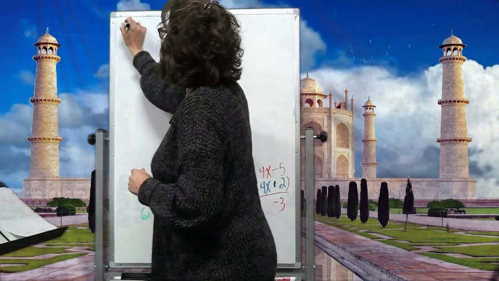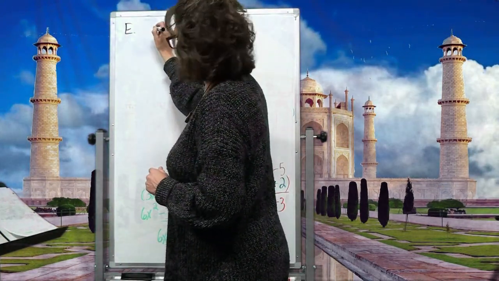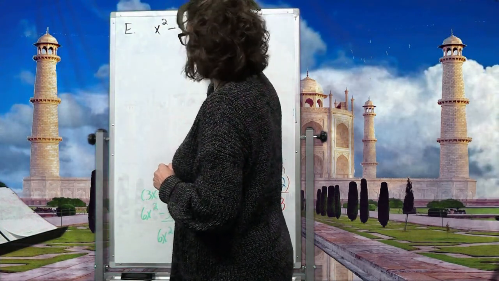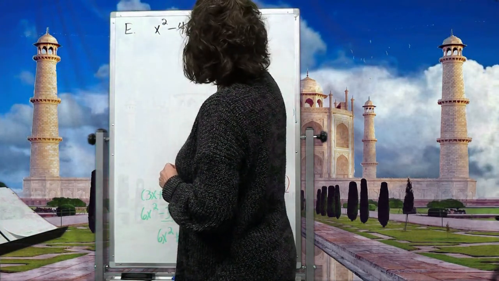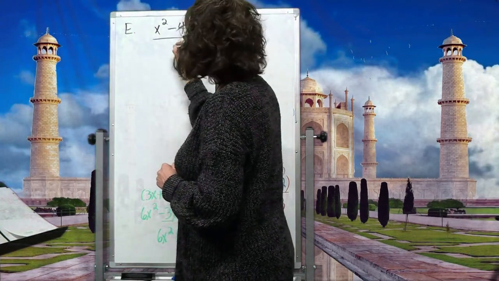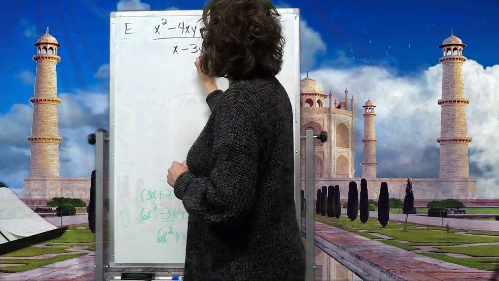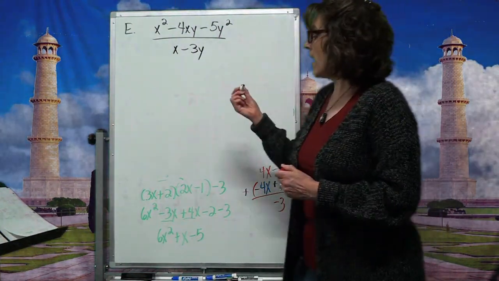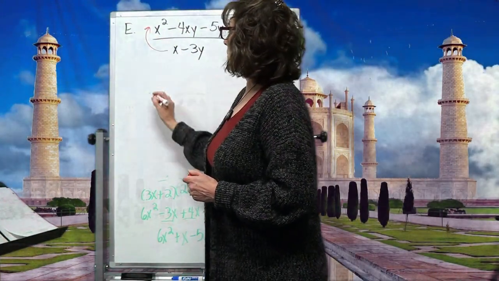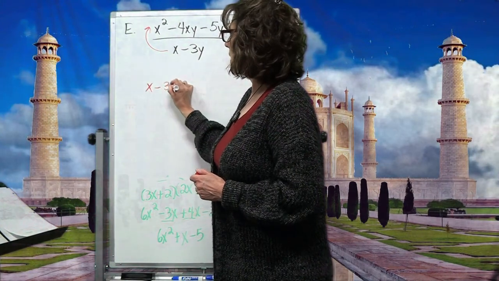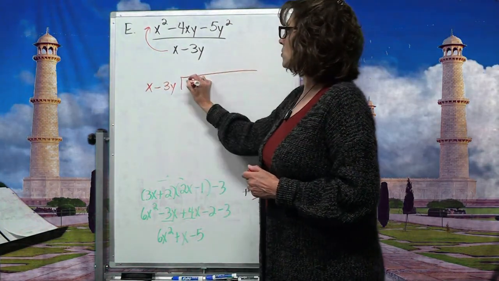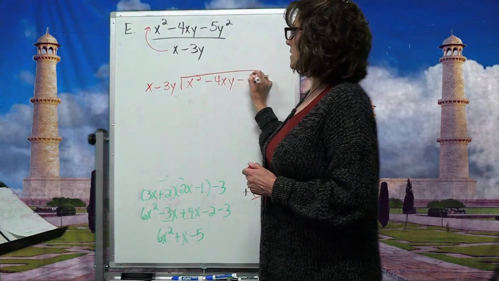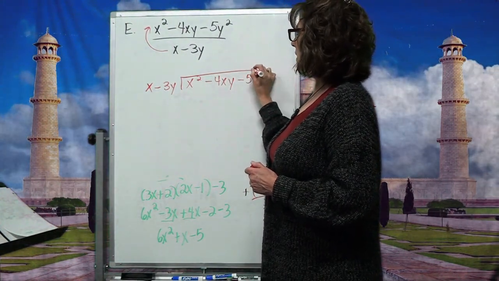So, one last example here, and I've got an x squared minus a 4xy minus a 5y squared divided by an x minus 3y. So once again, what's going to happen is I'm going to divide up. I'm going to take my x minus 3y, divide it into my x squared minus 4xy minus 5y squared.